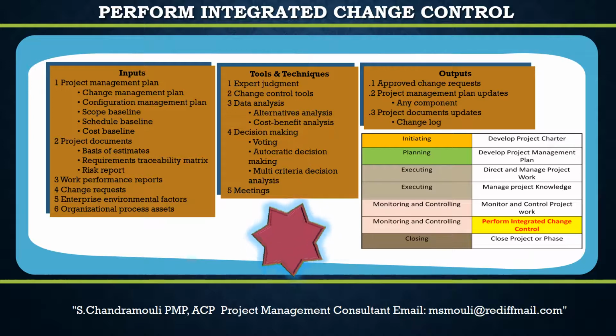The next output of the Perform Integrated Change Control process is the change log. A change log is used to document changes that occur in a project. These changes and their impact to the project, in terms of time, cost, and risk, are communicated to the appropriate stakeholders. Rejected change requests are also captured in the change log.